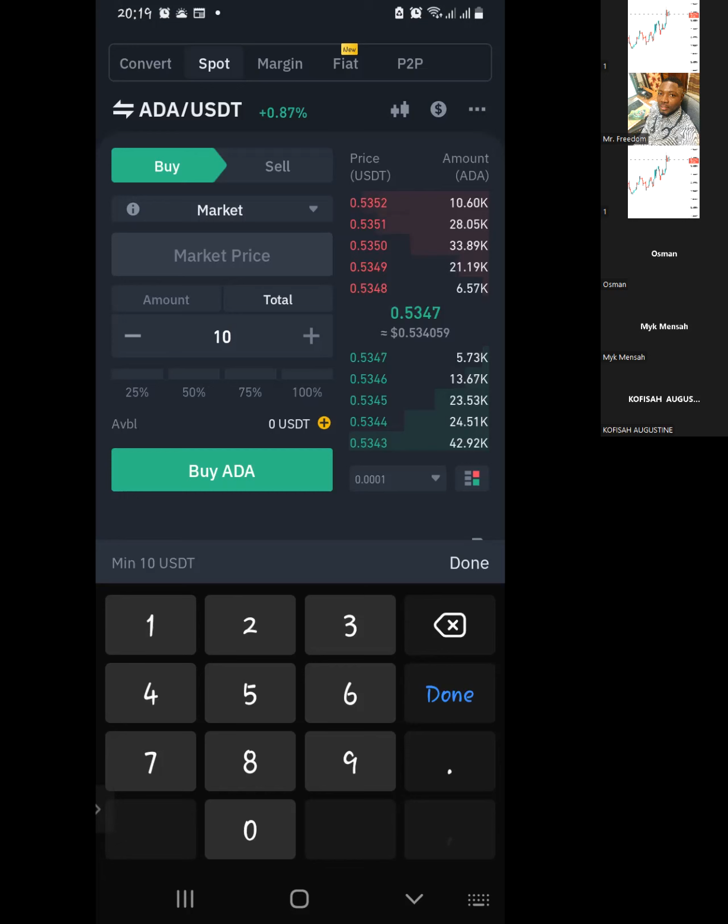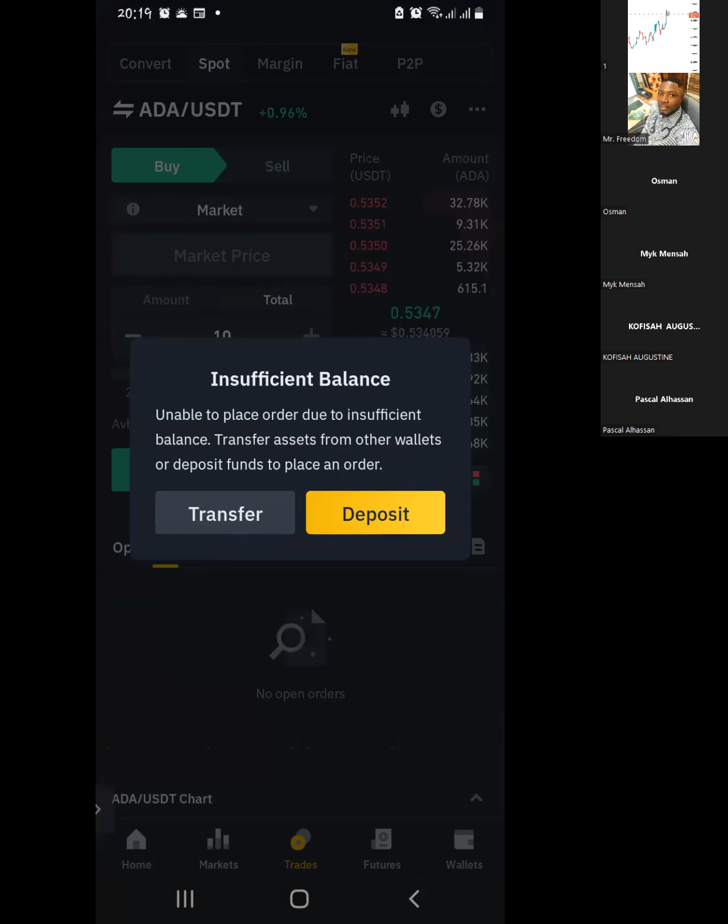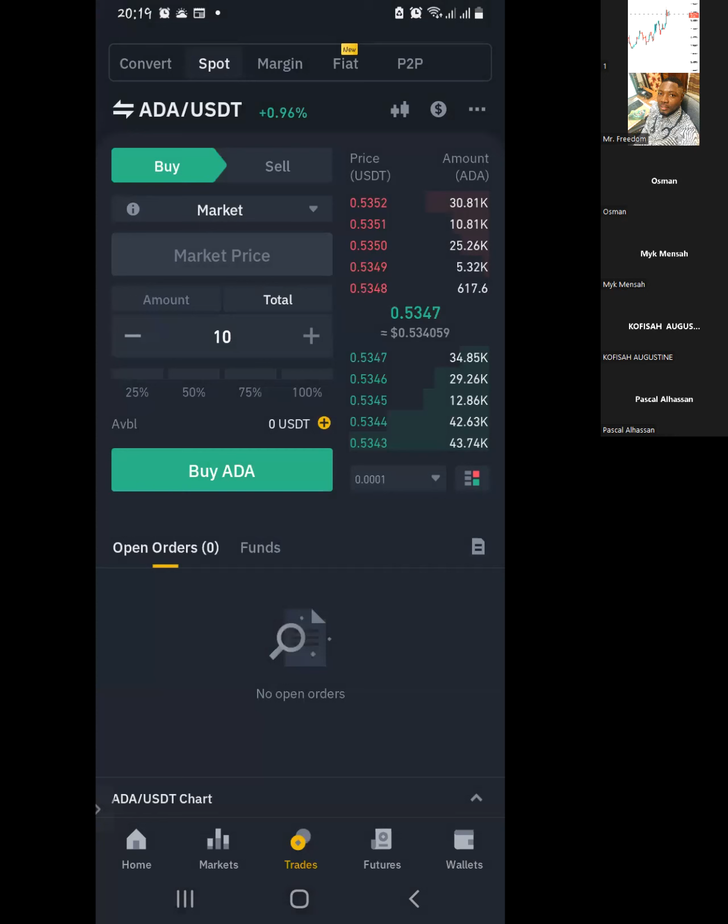So once you put the amount, you can now click on your buy order. You put the amount you want to buy, then there's a buy ADA button. You just click on that. If I had money, it would have executed, but they're telling me I have insufficient balance. Once you add money and put the amount $10, it will execute.